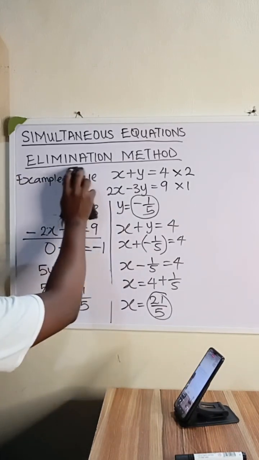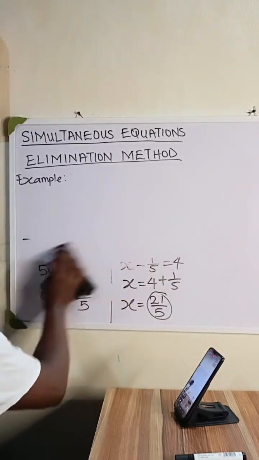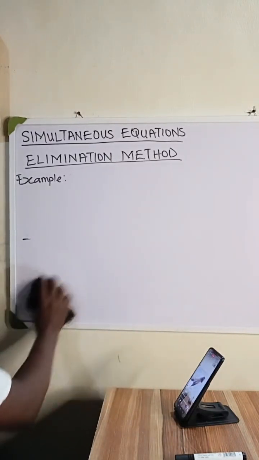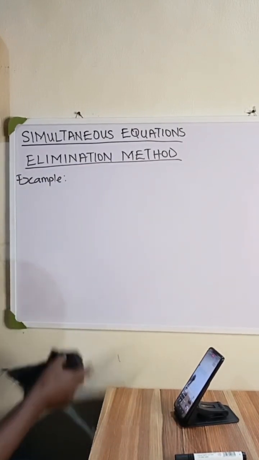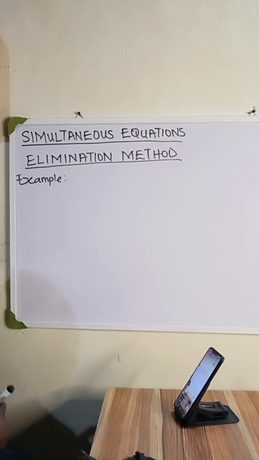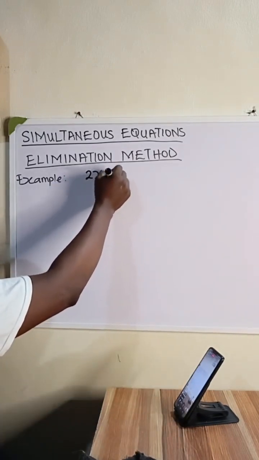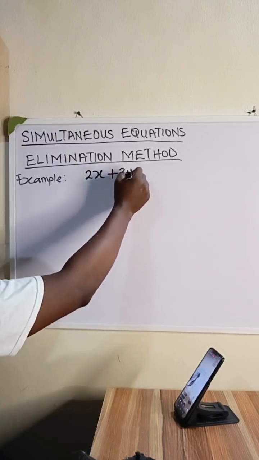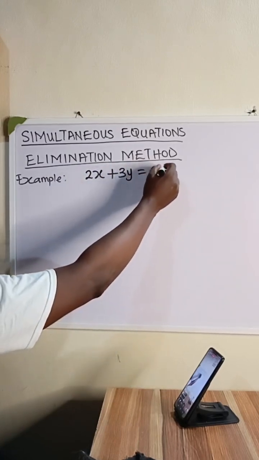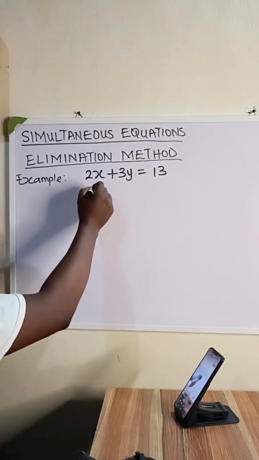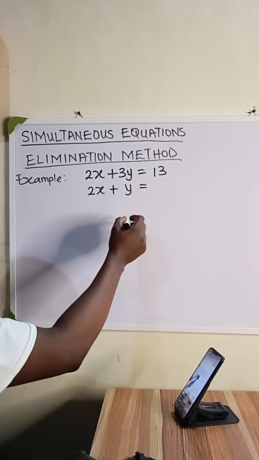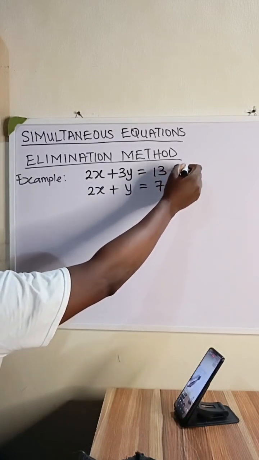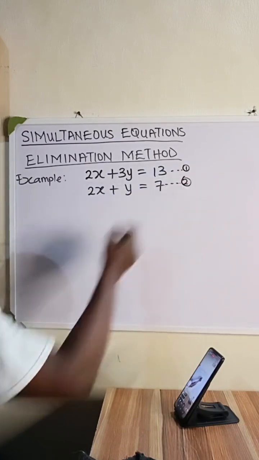We are going to solve another example. So if it is for this one, then stick around, because we are about to solve another example. Okay. So the next example, I think the next example we did was 2x plus 3y is equal to 13, and then 2x plus y is equal to 7. So this is equation 1, this is equation 2.